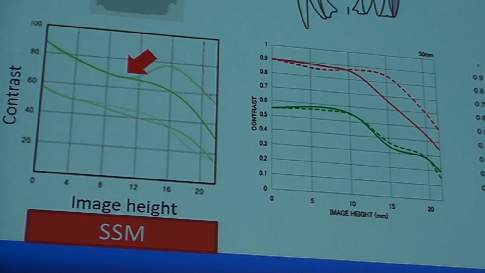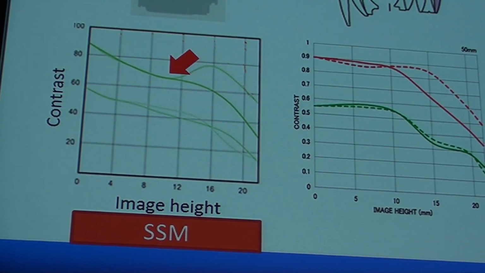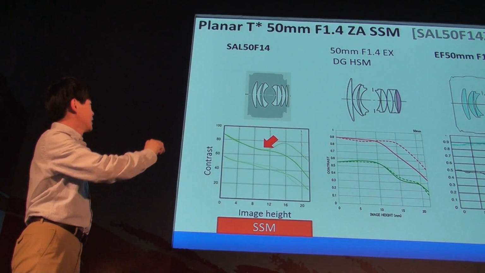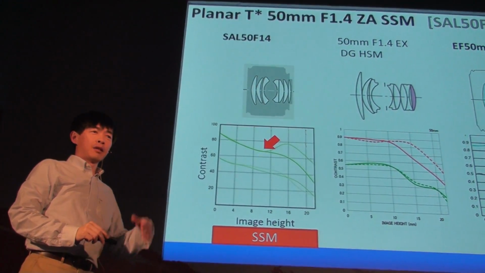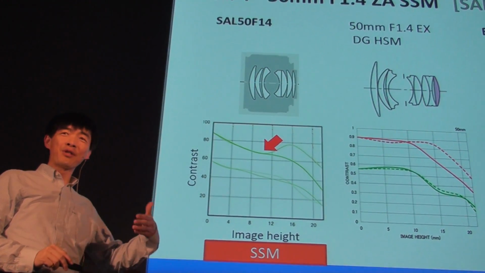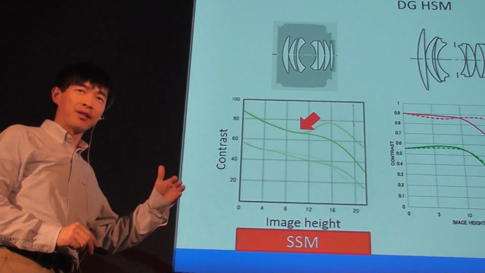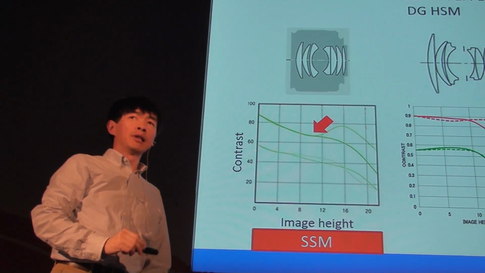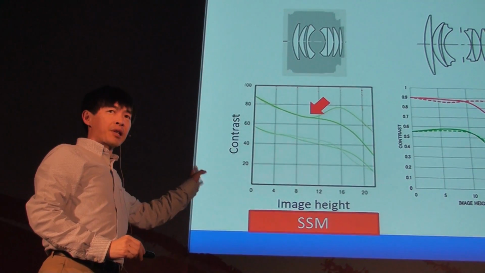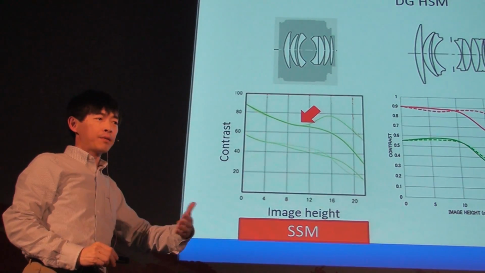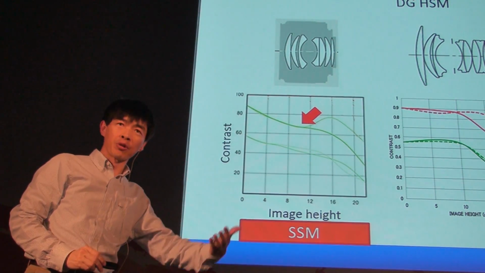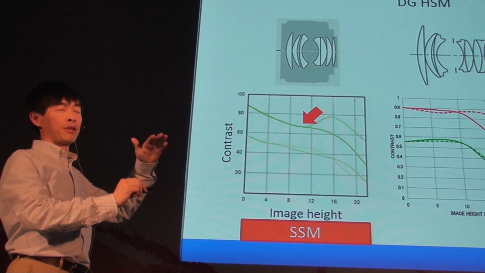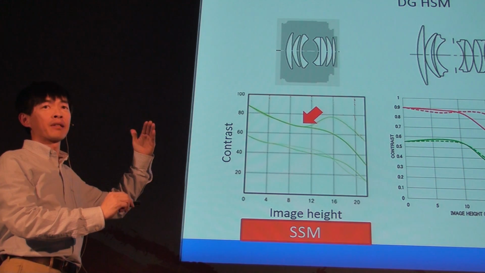And we have two improvement points. One of them is here. Low frequency contrast is not good in the current model, because when we designed this lens, we wanted to improve the resolution, not contrast. So finally, the resolution is high, but contrast is not high.